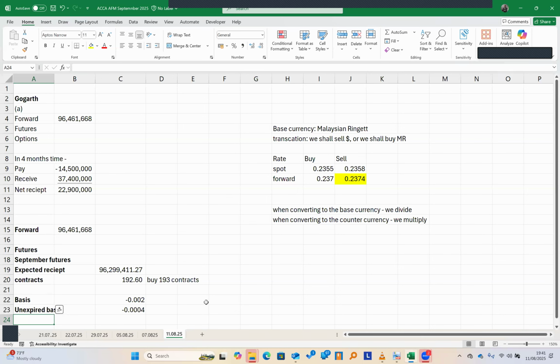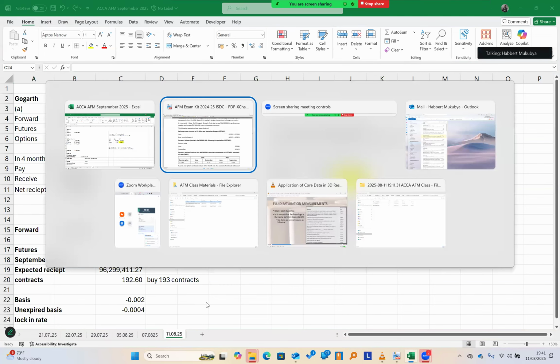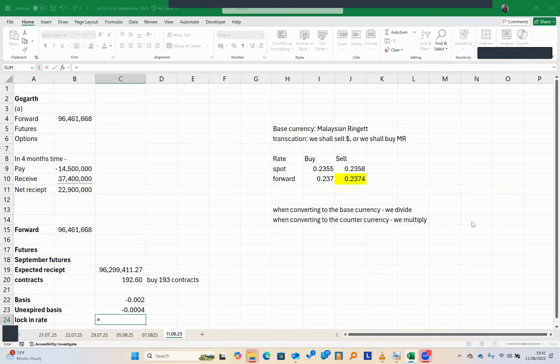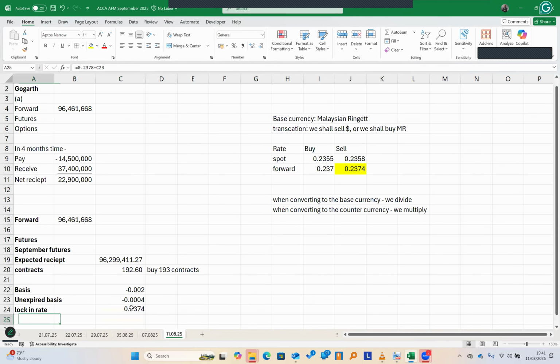So to get what we call the lock-in rate, or the predicted value that we are going to be incurring at that date of August, given that we are not finishing the entire future, is basically you go and get the September future, and then you add the unexpired basis. So you get 0.2378, and then you add this basis here, which is unexpired. So which gives us 0.2374.